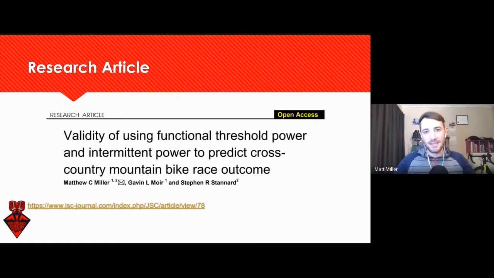The steady state. So the way we measure FTP is we go out and we do a 20-minute time trial or an 8-minute time trial. We go as hard as we can and we take the average power throughout that test and we multiply it by 0.95 or 0.9, and then we get something that represents our lactate threshold pretty much, and then we use that to set our zones. And we're using this to gauge our ability, right?